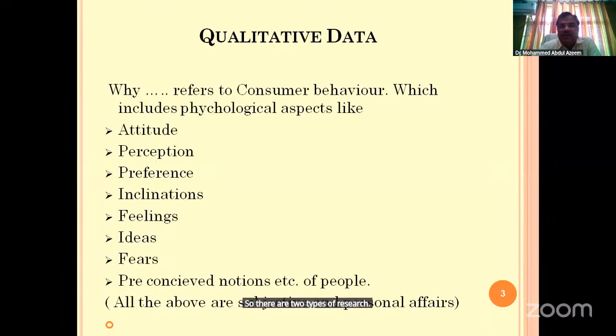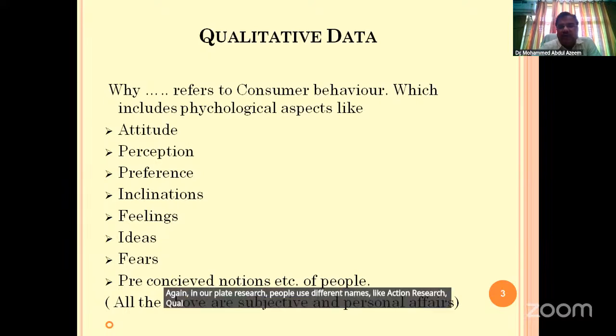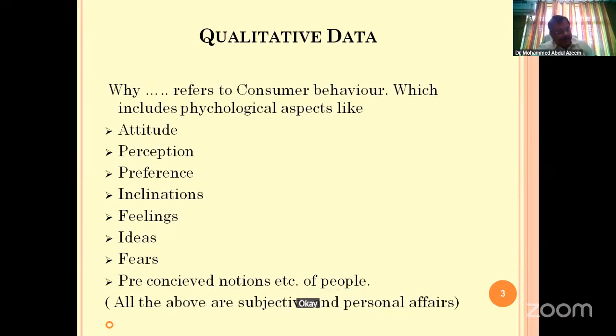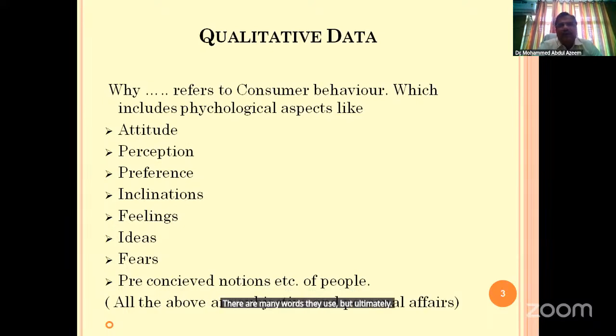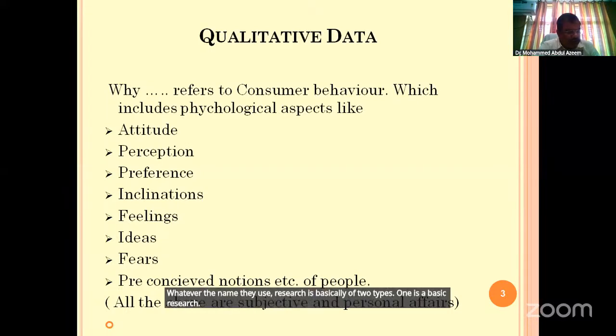One is a basic research, the other one is applied research. Again, in applied research, people use different names like action research, qualitative research, quantitative research, and various names they use, but descriptive research, analytical research, fundamental research, conceptual research, empirical research. There are many words they use, but ultimately, whatever the name they use, research is basically of two types. One is a basic research, the other one is applied research.